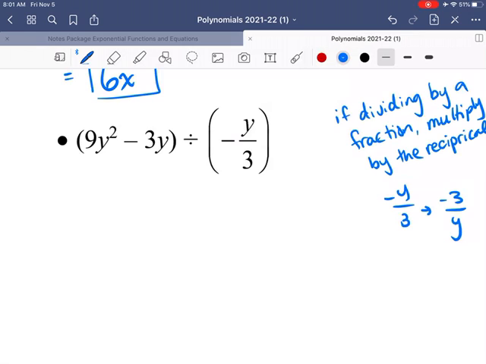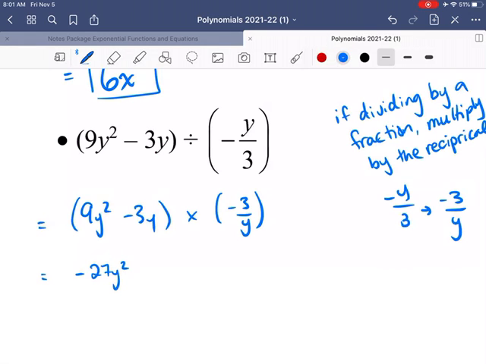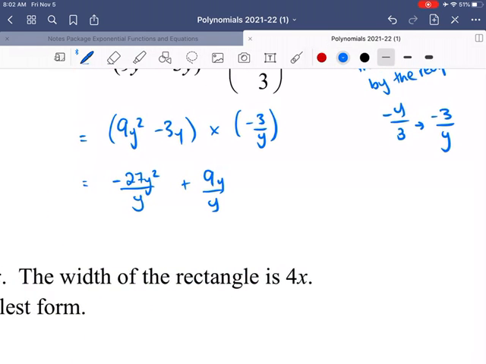So we end up with 9y squared minus 3y multiplied by negative 3 over y. And the distributive property says we need to multiply both parts by negative 3 over y. So you're going to get negative 27y squared over y added to 9y over y. And that's each part. So 9y squared multiplied by negative 3 over y, and negative 3y multiplied by negative 3 over y.